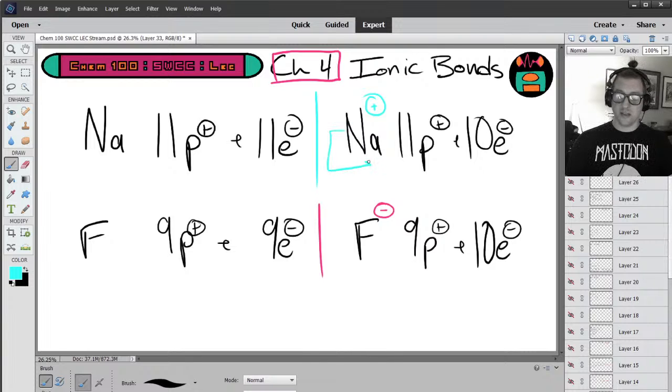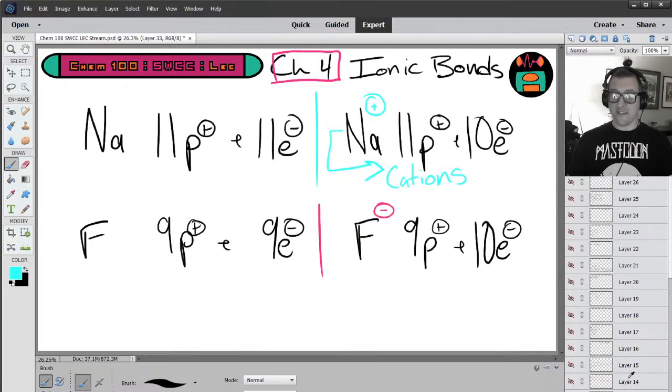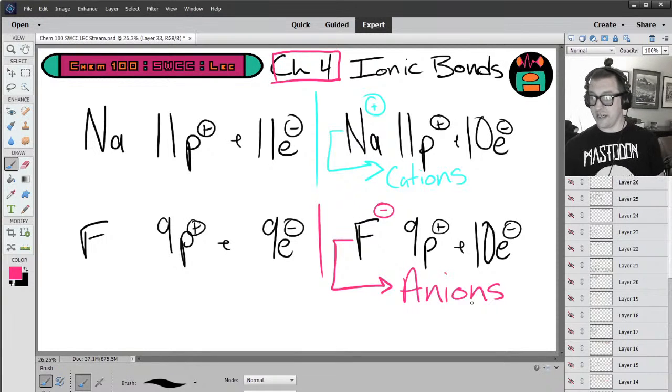Because sodium is a positive ion, positive ions have names. They're called cations. Fluoride is a negative ion. Negative ions have names. They're called anions. All right, so there are 2 different types of ions. Ions are just any atom or group of atoms that have an imbalance in electrons and protons, a net charge. If the ion is positive, it is called a cation. If it is negative, it is called an anion. All right?